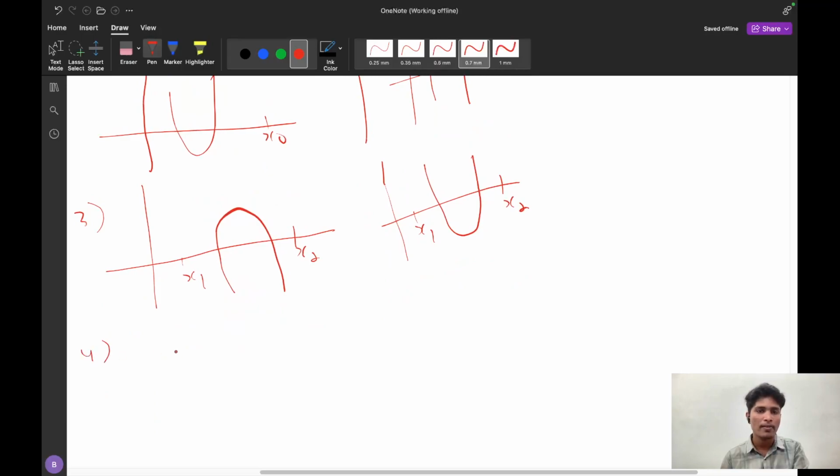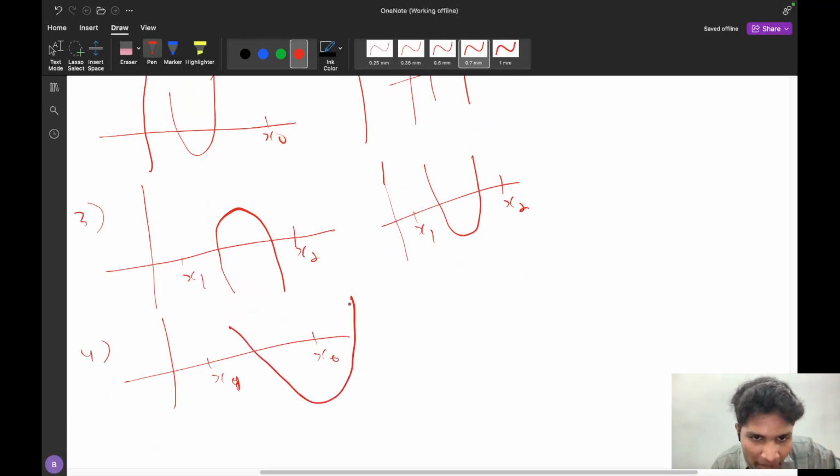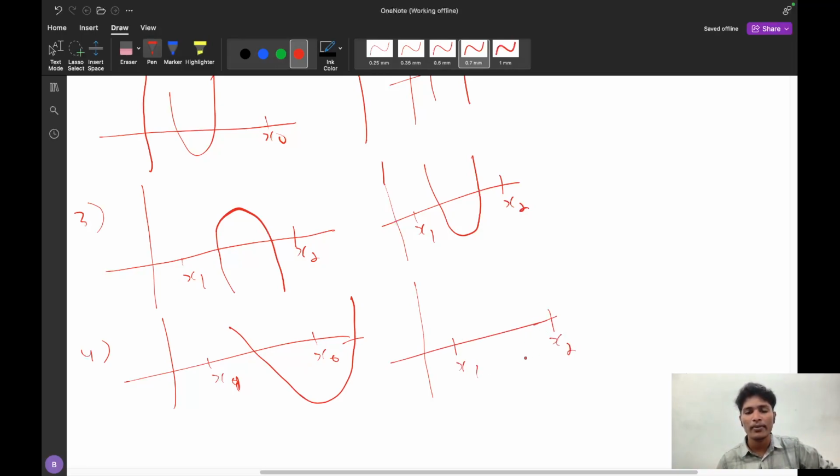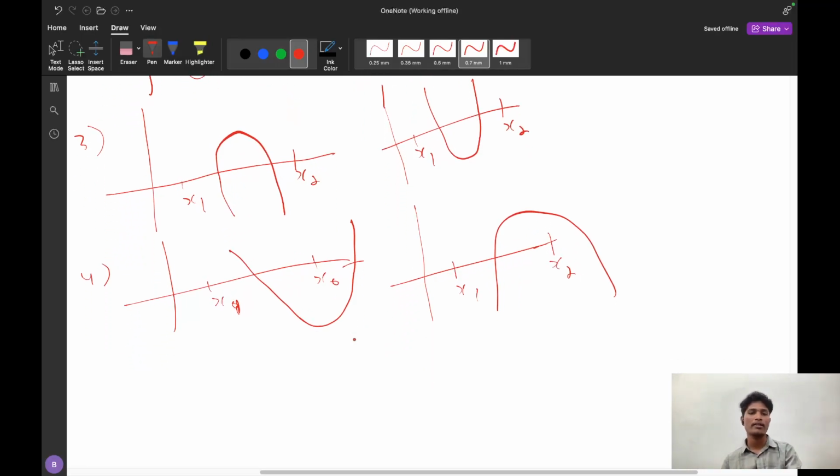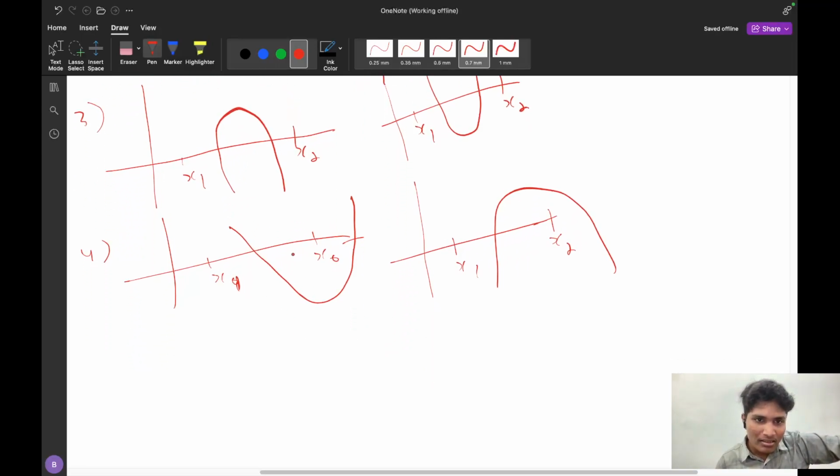And the fourth case, one value, if the equation is like this, you can easily make the cases. There is no big deal here. If the cases are like this, that is one root is greater than x1 and x2, or one root is less than x1 and x2, like this. It is one root in between x1 and x2 and another root is anywhere. You can make anything like this. Also you can make x1 and x2 like this.